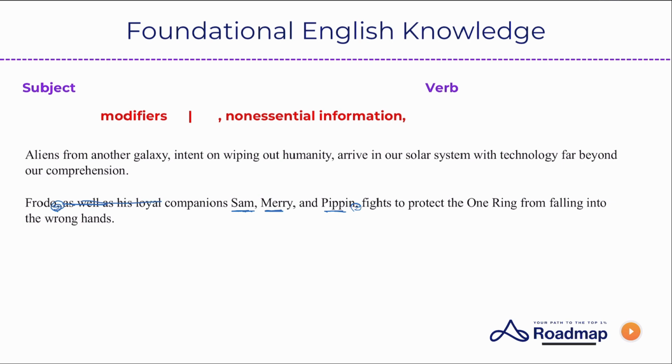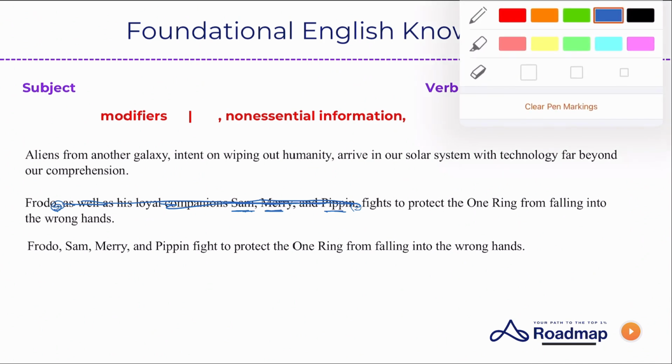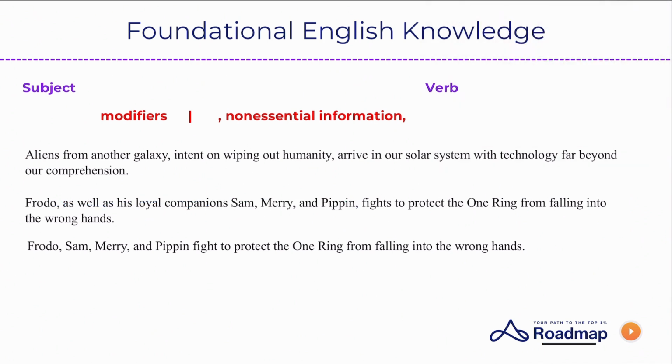If I say Frodo, Sam, Merry, and Pippin, so now, my complete subject of the sentence is Frodo, Sam, Merry, and Pippin. But what's interesting is my simple subject of the sentence is also Frodo, Sam, Merry, and Pippin. Why? Because when we use the word and, we're not creating non-essential information. When we use the word and, we're just connecting subjects, right?